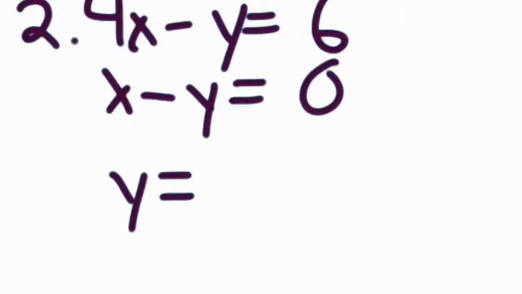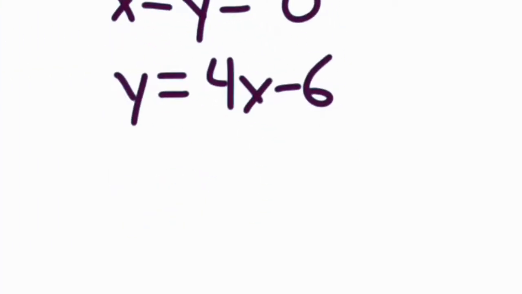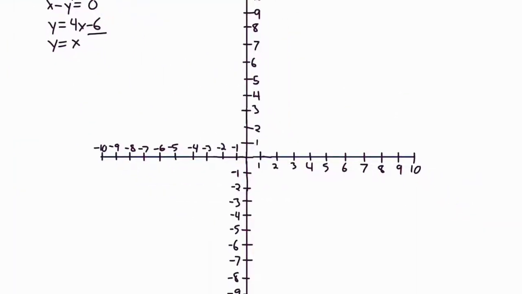Alright, so number 2 is 4x minus y equals 6 and x minus y equals 0. So you want to put y all by itself. So you would make the first one y equals 4x minus 6. And the second one would just be y equals x.